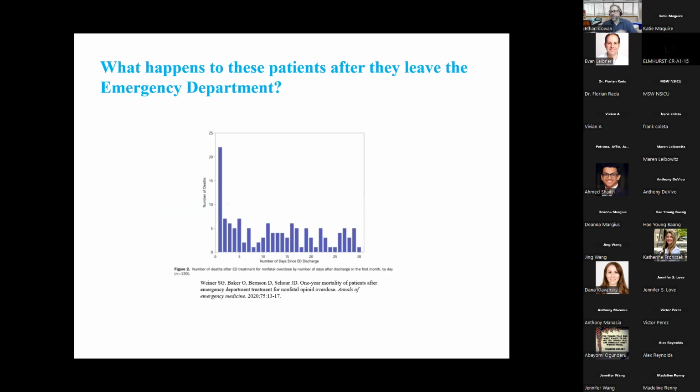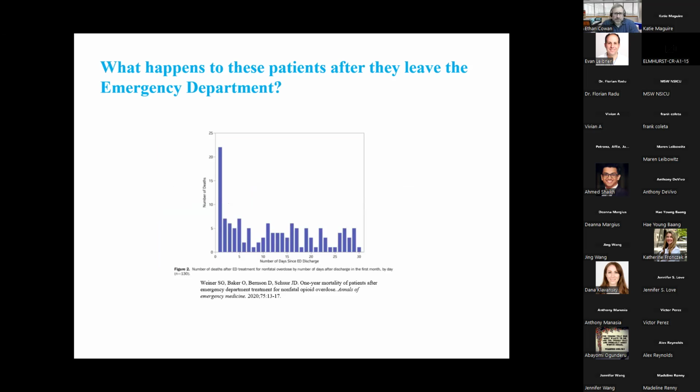Now, what actually happens to these patients after they leave the ED? For a long time, we actually didn't have great data about this. And you could postulate that if everybody got discharged from the emergency department after a non-fatal opioid overdose and did fine, then that might lessen the need for an ED-based intervention. But unfortunately, that's actually really far from the truth. And what really happens is that most of these patients do quite poorly.